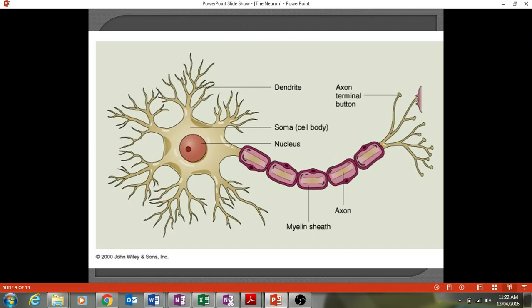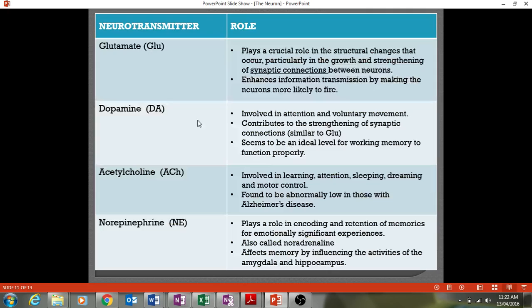So if we go back to this picture here, synaptic connections are the interactions between the axon terminal and the dendrites of the next cell. And you can see there's lots of dendrites here. So glutamate is going to help with the growth of those areas, so maybe creating more dendrites or more neurotransmitters being released that strengthen those gaps. If there's more dendrites and more neurotransmitters, we've got a stronger connection between neurons, and that makes them more likely to fire again or to communicate again. So it enhances transmission.